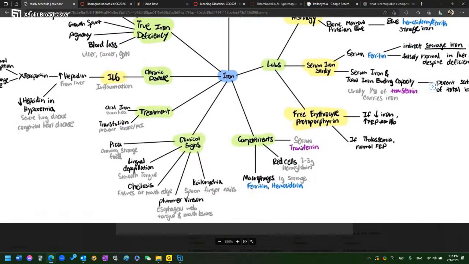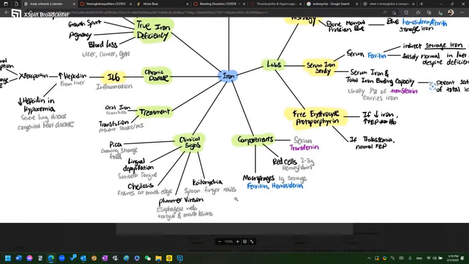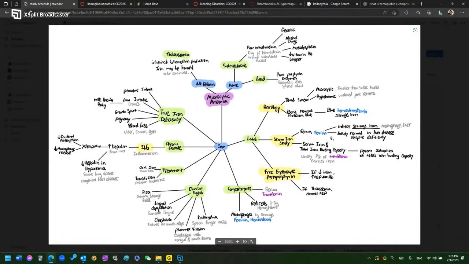We can talk about compartments for iron. So this one's pretty simple. Iron's mostly held by macrophages. The storage iron is called ferritin and also called hemosiderin. These are the two forms of storage iron. And then there's also some iron in the blood held by transferrin. Essentially, if it's not transferrin and it's not hemoglobin, that means it's storage.